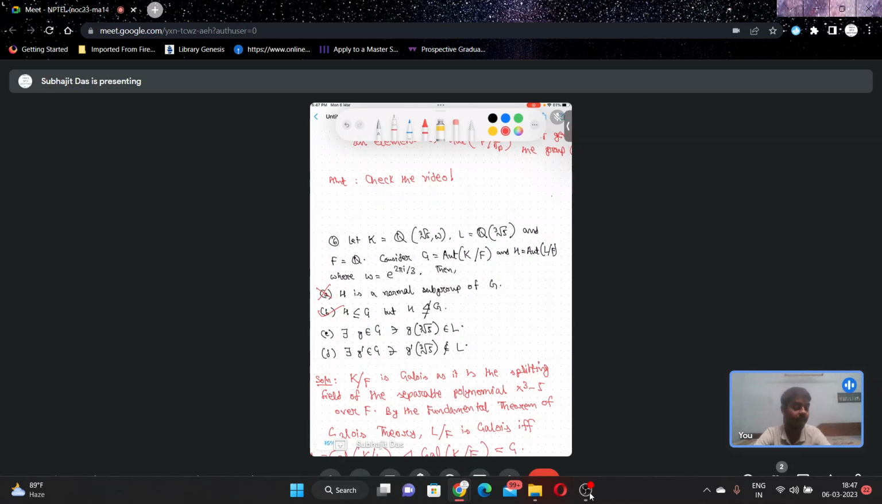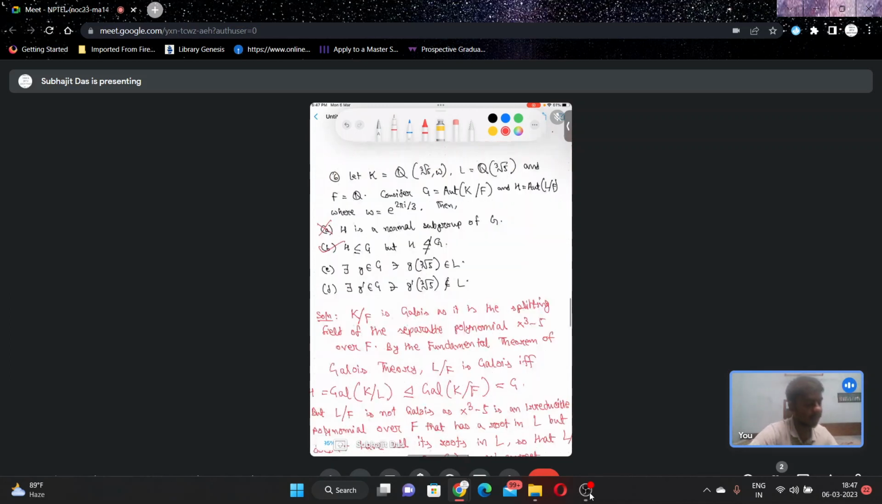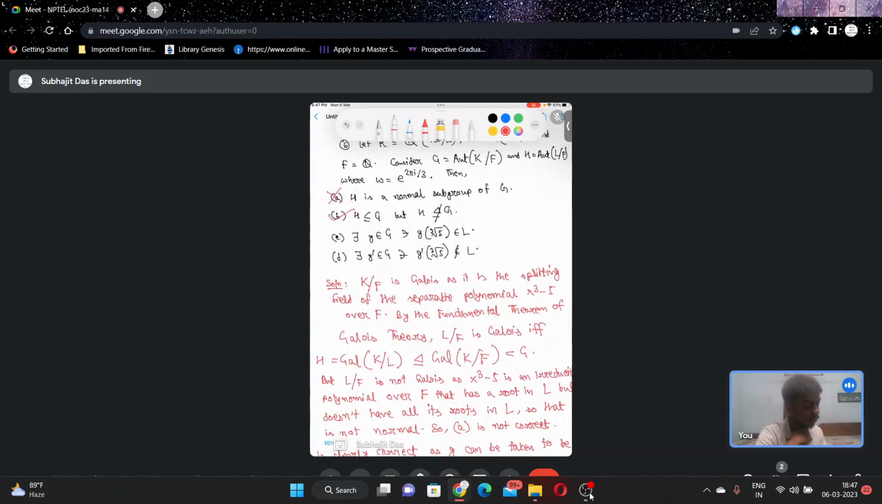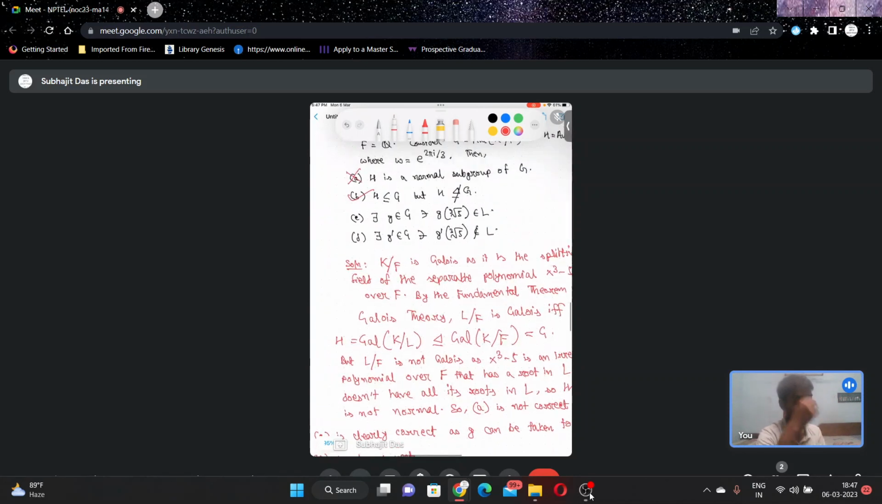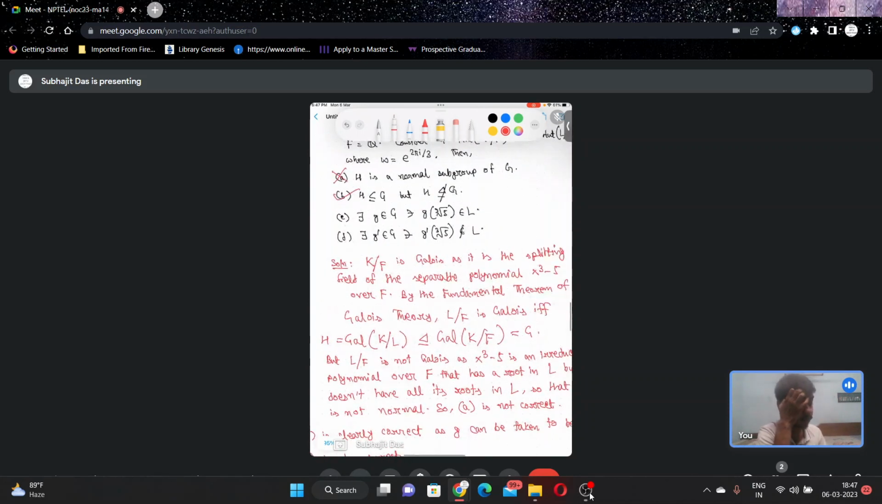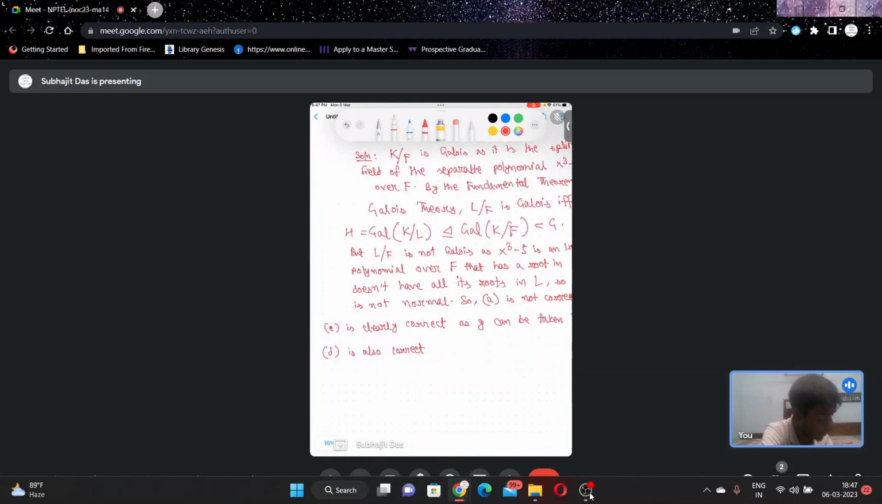Any element in the Galois group also permutes the roots of x square plus x plus 1, right? So the possible images of omega are omega or omega square. So if we assume that every element, okay, let me just write it down. Maybe let me come up with a shorter argument to explain this. Okay, D is also correct.